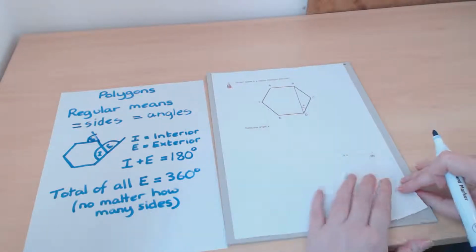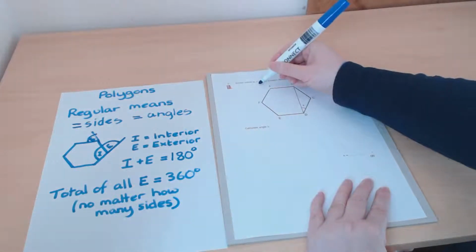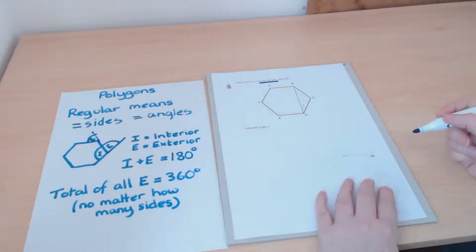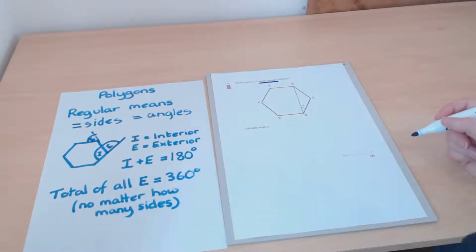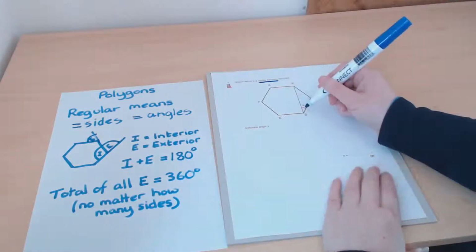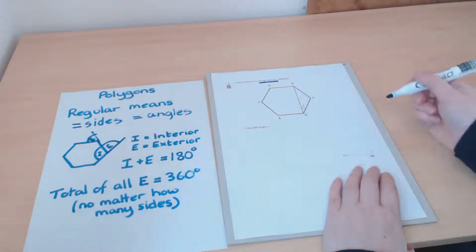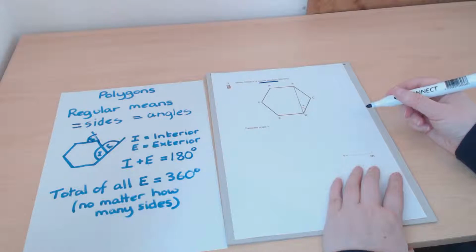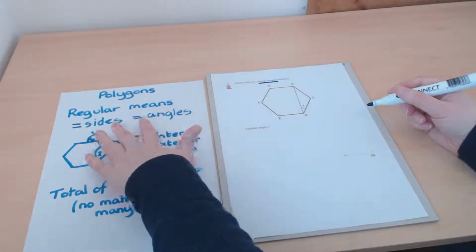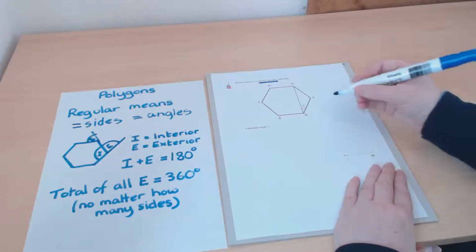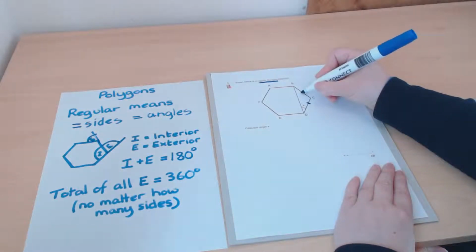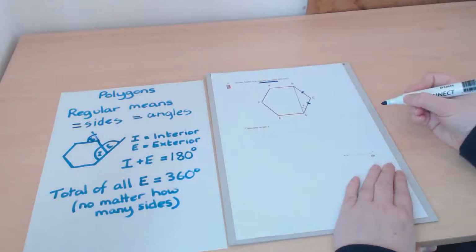Okay, so this time we have a regular hexagon, so a six-sided shape. And we're being asked to work out what this angle is here. Now, we need to look at this and understand. So this is going to actually use the word regular in both senses. So regular means that all the sides are the same length.